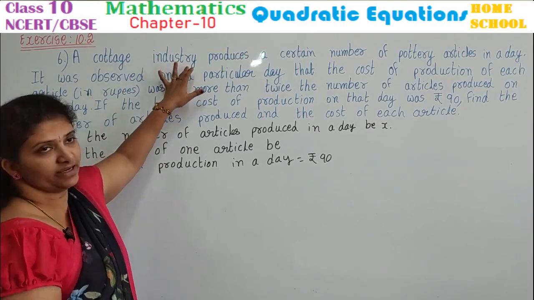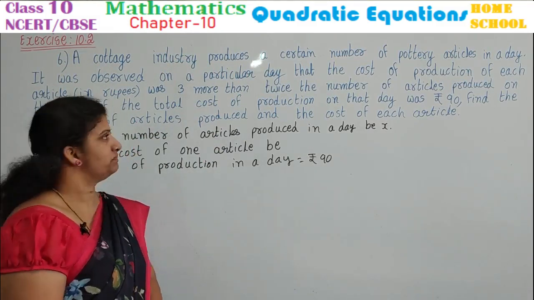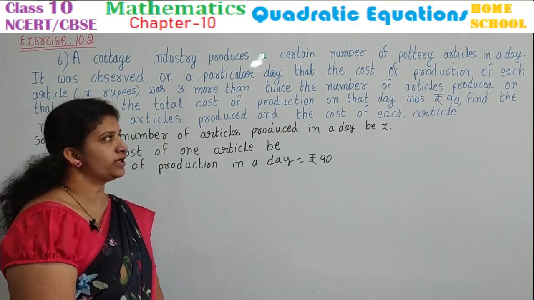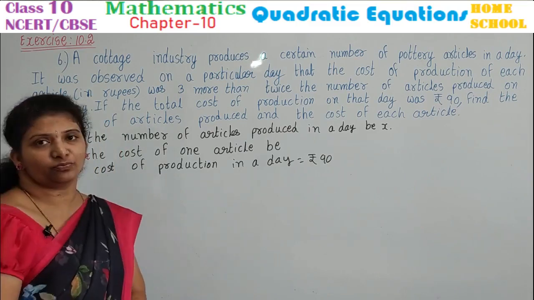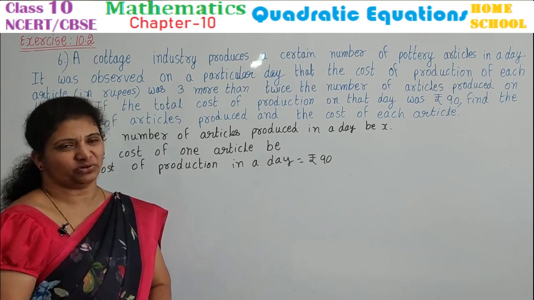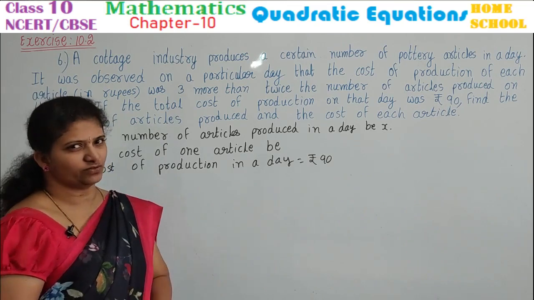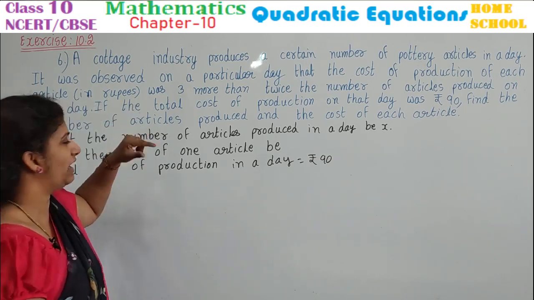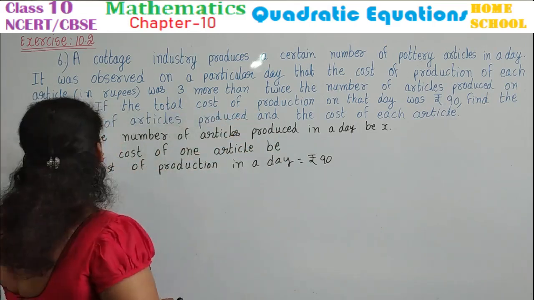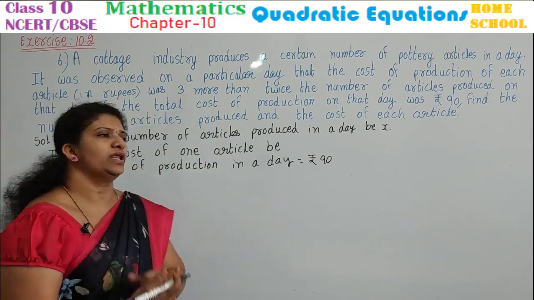A cottage industry produces a certain number of pottery articles in a day. It was observed on a particular day that the cost of production of each article in rupees was 3 more than twice the number of articles produced on that day. Okay, somehow this question is a little confusing, right? Let us read this and then come back again. If the total cost of production on that day was rupees 90, find the number of articles produced and the cost of each article. So what we need to do?